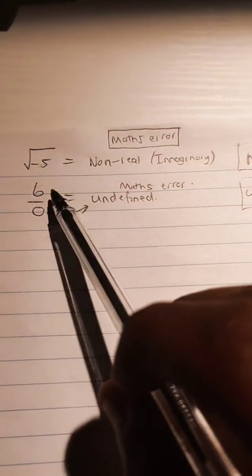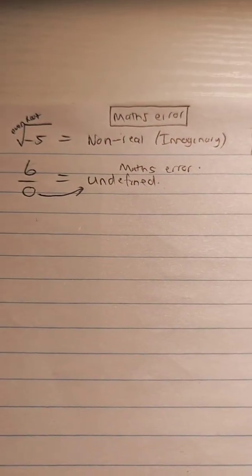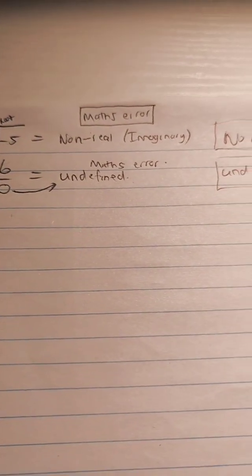For division by 0, you'll get maths error. A negative number underneath a square root, or any even root, by the way, will give you maths error too. But this means non-real or imaginary, and this means undefined. These 2 are not the same concept. They are separate, different concepts, right?